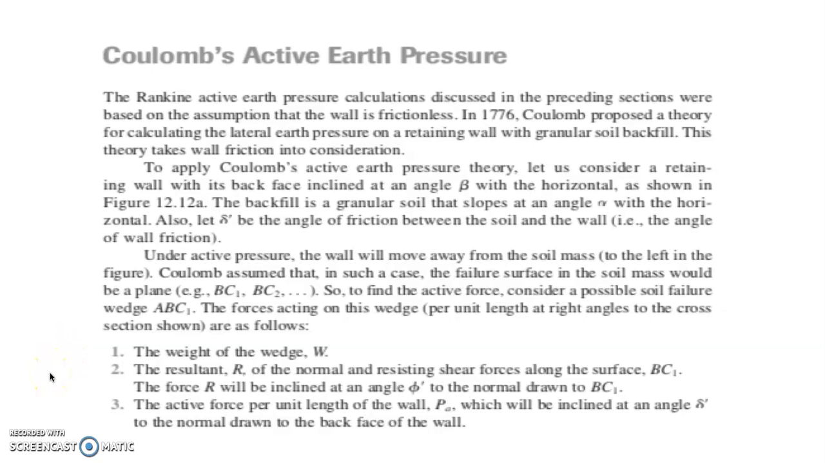Those are the forces that would be acting on our possible soil failure wedge. You have the weight of the wedge, W, through the presence of the soil, of course. You have the resultant, the normal, and the resisting shear force along the surface BC sub 1. The force R will be inclined at an angle phi prime to the normal drawn to BC sub 1. And the active force per unit length of the wall, P sub A, will be inclined at an angle small delta to the normal drawn to the back face of the wall. So it is illustrated here.